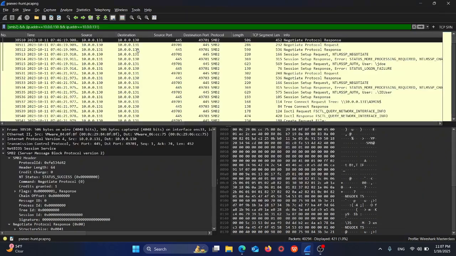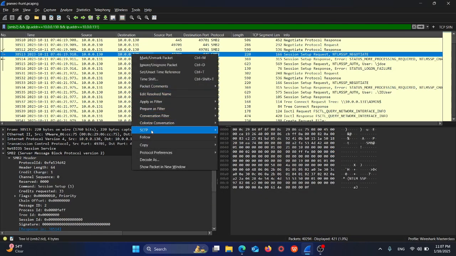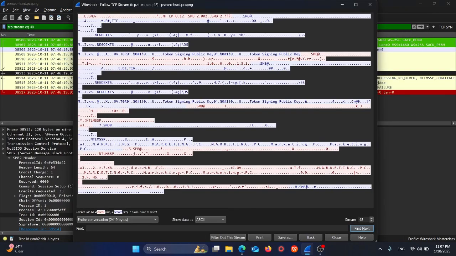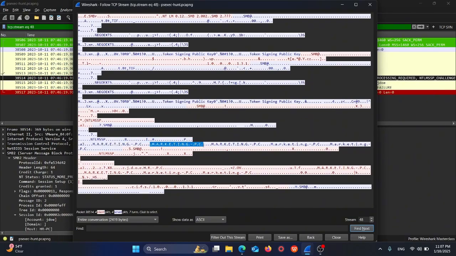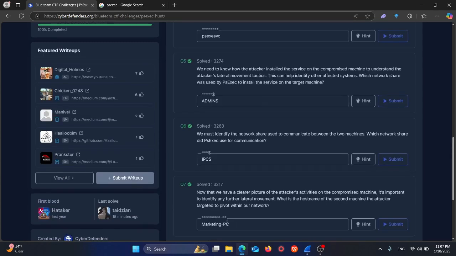All right, so we can have it here, this one, 132, 131. Let's follow TCP stream to know what's the host name. So as you can see here, the host name is marketing PC. Yeah, marketing PC. This is the name of the second machine that was compromised or, you know, went through lateral movement. So yeah, this is the name of the second machine.